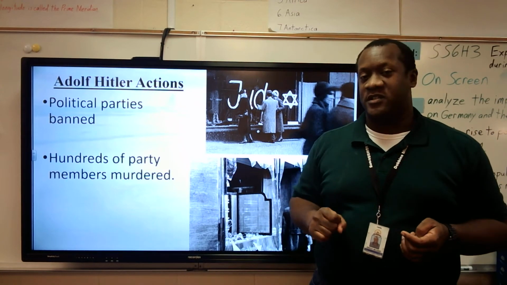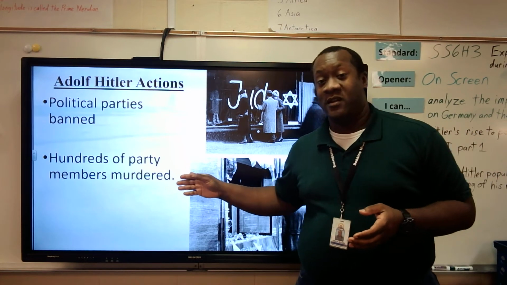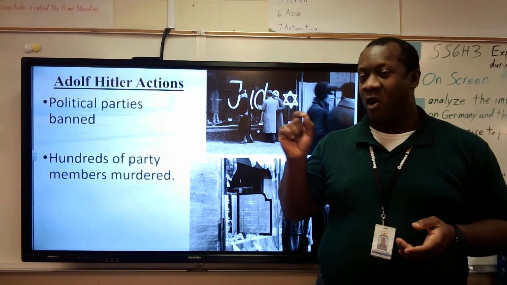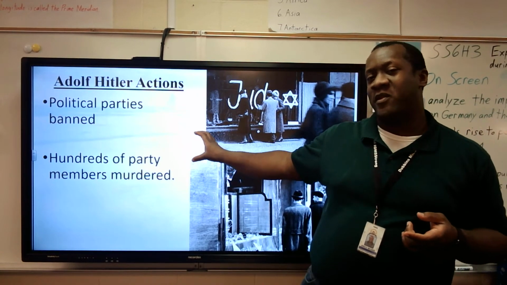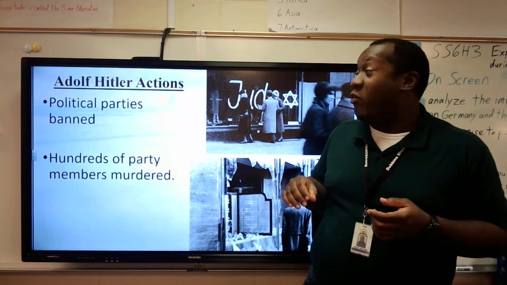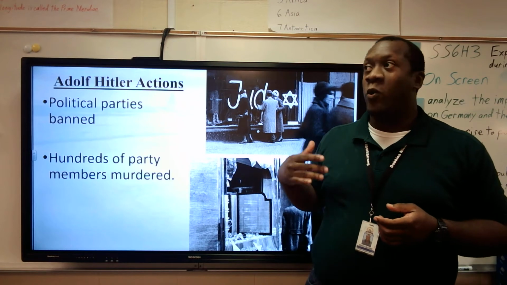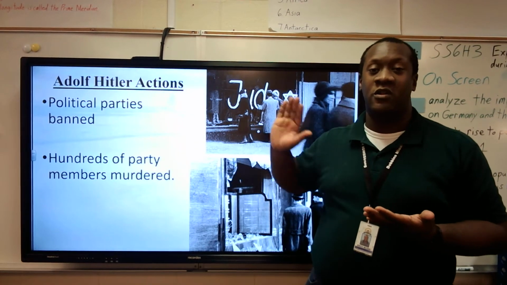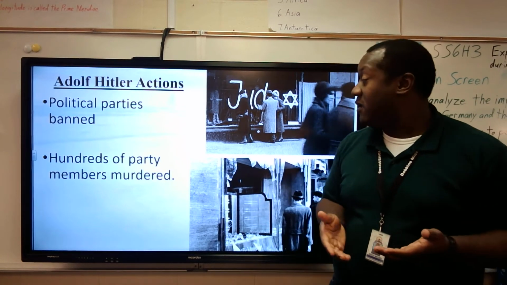He also, and this is called the Night of the Long Knives, murders hundreds of his party members who he believes are not loyal to him, or who, maybe they're part of the National Socialist Party, but they're not willing to go so far as to ban political parties or support a lot of violence or bloodshed. He purges all of those members out of his party by having them murdered.